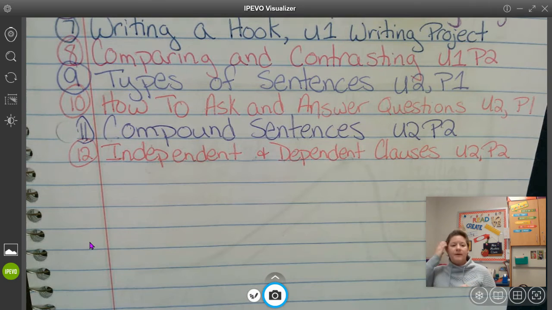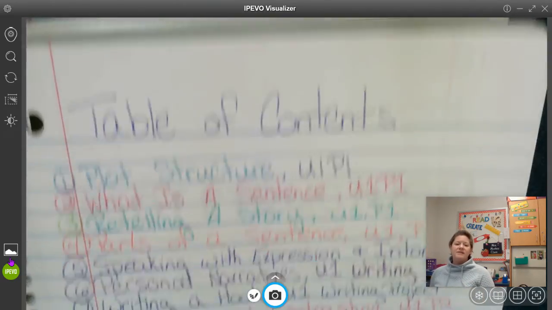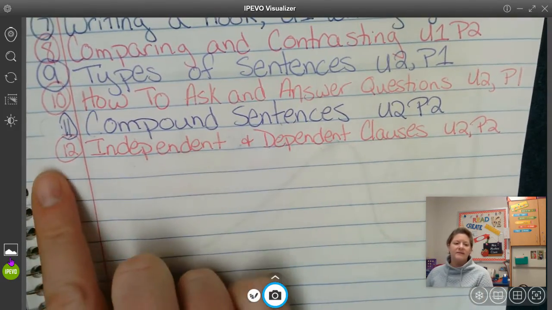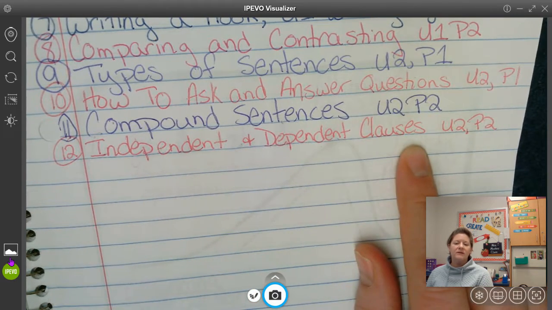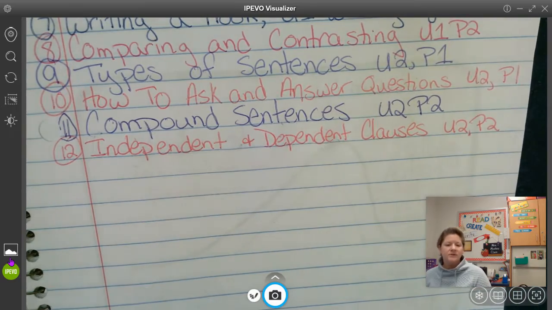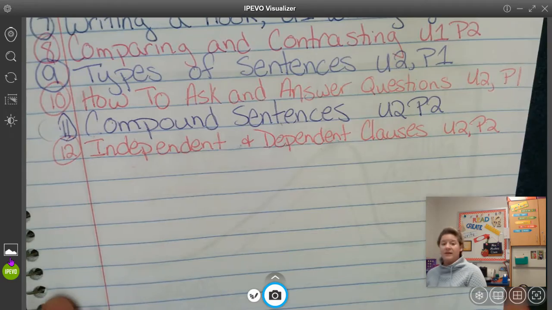Today, for our independent work, or our flip notebook work, there's a bit of writing, just because there's some definitions involved here. So just stick with me. It's not too bad, but just a heads up, there's some writing going on today. On your table of contents, I have mine already set up. We're on page number 12. Independent and dependent clause. This is part of Unit 2, Part 2. So once you have this written down, you can go ahead and jump to the next page.